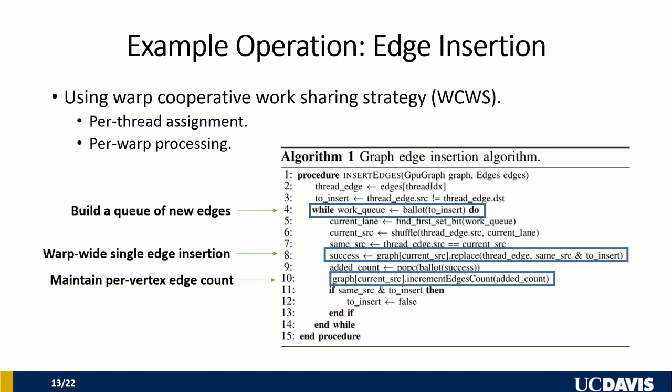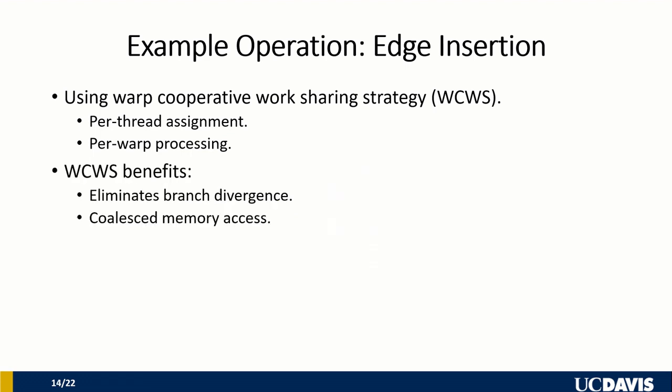Finally, we maintain any additional metrics that we would like to maintain, such as the number of edges per vertex. The benefit of using this strategy is that it eliminates branch divergence and it allows for coalesced memory access, which means better memory performance.